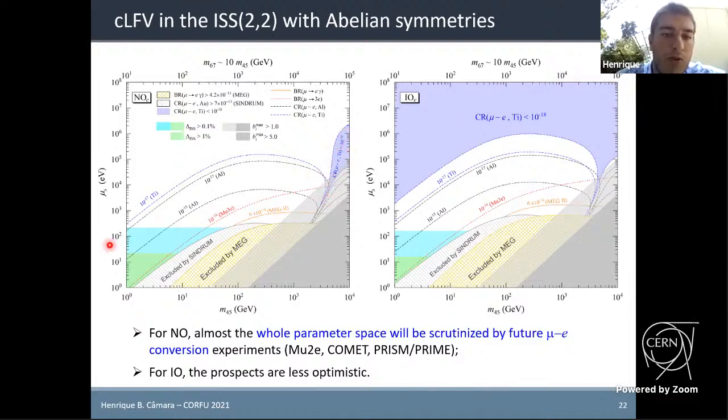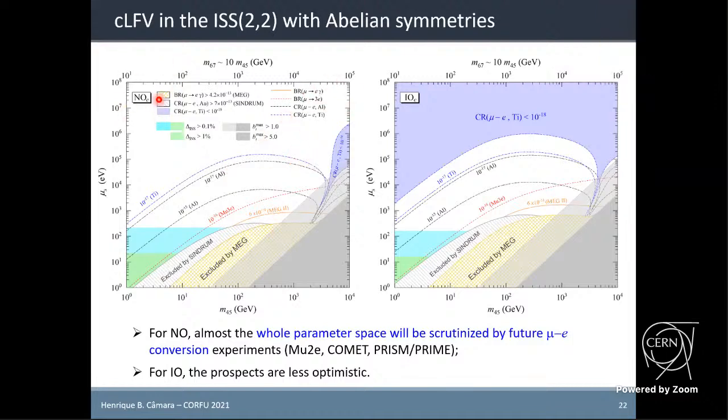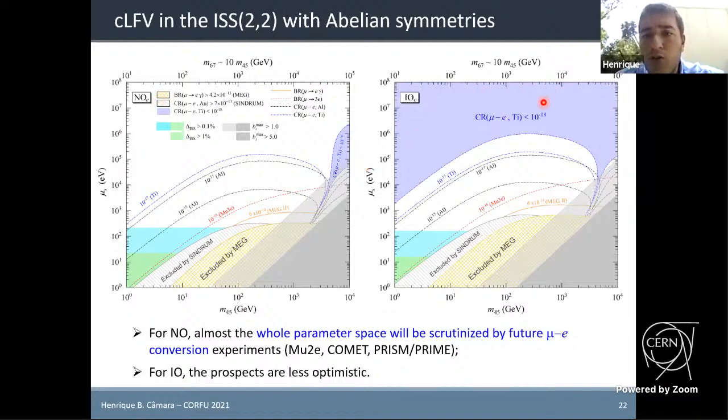And by doing so, they will scrutinize almost the entirety of our model's parameter space for the normal ordering electron case. Looking now at the right figure, notice that the blue shaded region will remain unprobed by future indirect charged lepton flavor violating searches, and therefore it is a less optimistic case. But now let's shift to another plane of parameters that is a bit more physical.